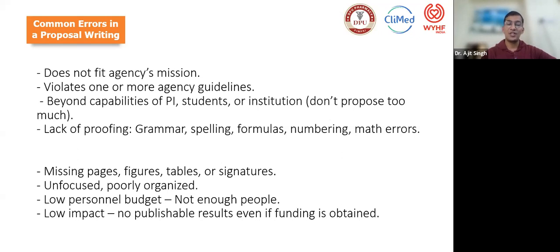Unfocused and poorly organized. Of course, if it is poorly organized, like they have asked you to write the research site first, then the sample size, then the parameters, and then statistics, then you should be organized that way. If they're asking for the abstract first, then you should mention the abstract first.